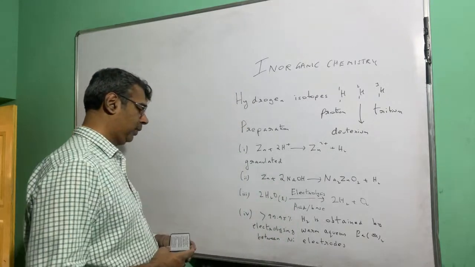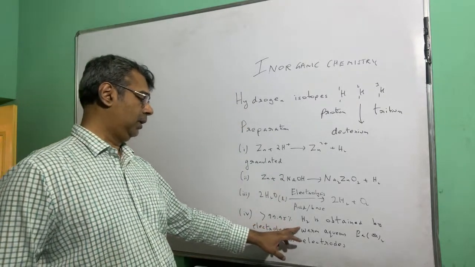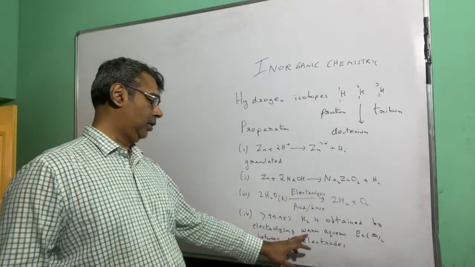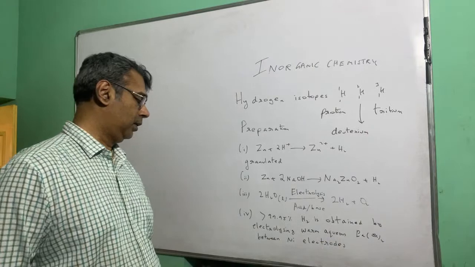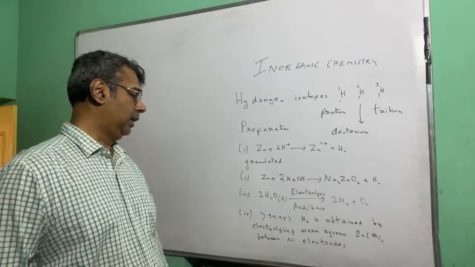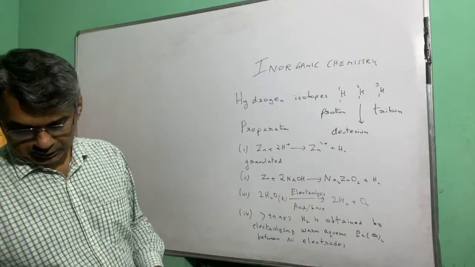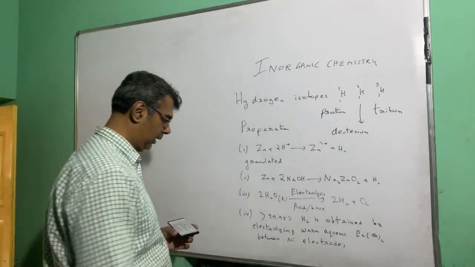Okay, then more than 99.95% hydrogen is obtained by electrolyzing warm aqueous barium hydroxide between nickel electrodes. So these are the first four methods of preparing hydrogen.